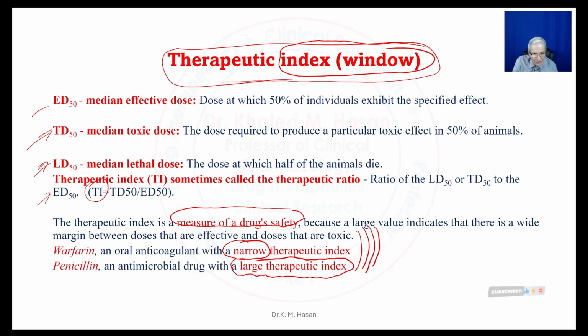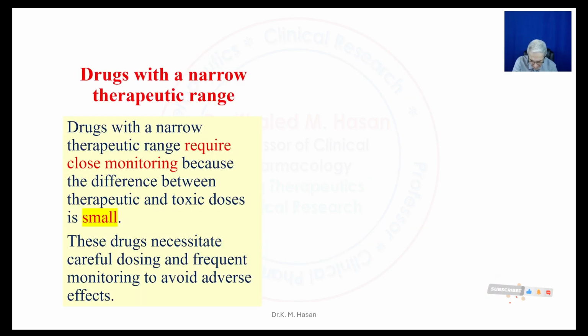Example here, we have warfarin. Warfarin, an oral anticoagulant, is considered a narrow therapeutic window drug. On the other hand, penicillin, an antimicrobial, has a large therapeutic window. A drug with a narrow therapeutic window or range requires close monitoring because the difference between the therapeutic and toxic dose is very small. So any change in the dose may expose the patient to toxic effects, which necessitates careful monitoring of the patient, and we call this therapeutic drug monitoring.